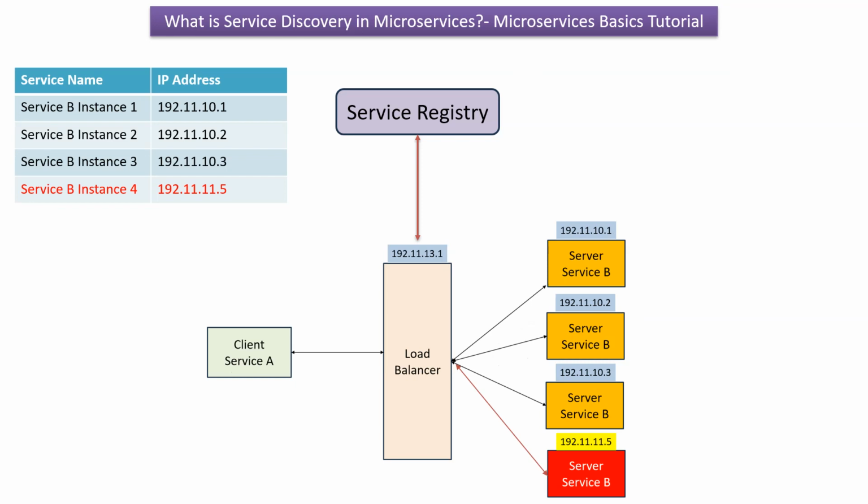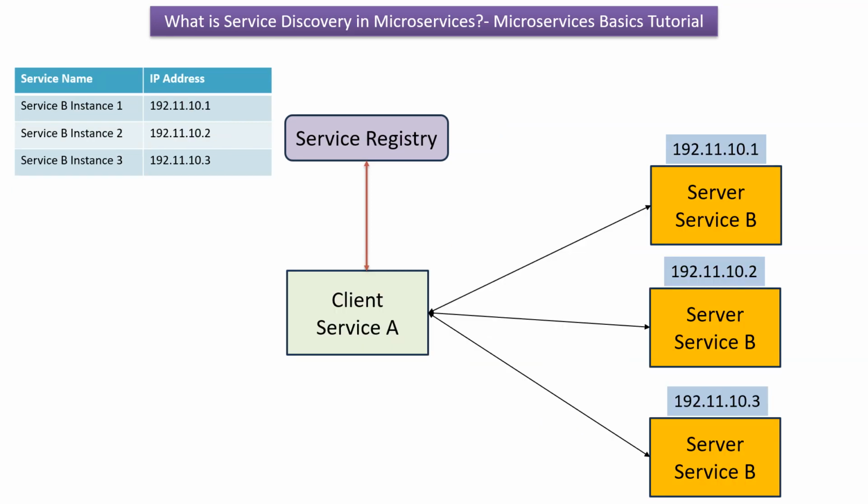This whole process is called server-side service discovery, because the discovery is happening on the server side. Here the load balancer gets the particular instance's IP address from the service registry, and based on the IP address, the load balancer routes the request to the particular instance. So this whole process is called server-side service discovery.